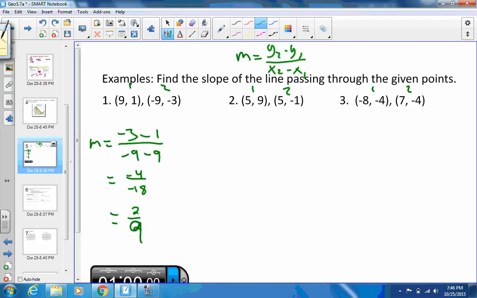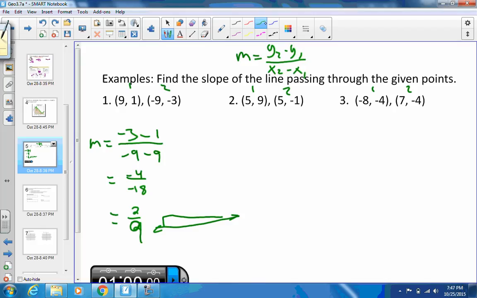Now, if you think about it, a slope of 1 would be going at about a 45-degree angle. So anything less than a slope of 1 is not going to be very steep. Anything greater than 1 would be a steep line. So this one is not going to be very steep. It's actually going to go up 2 and over 9. So it's going to be like a line that goes like that. Not a very steep line at all.